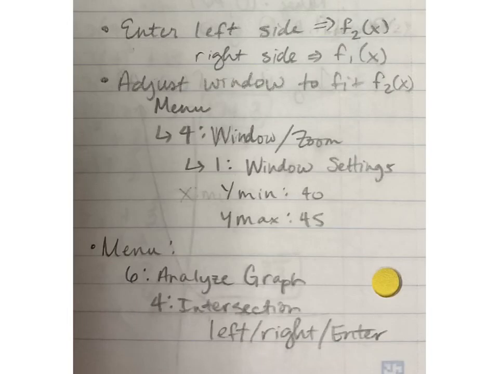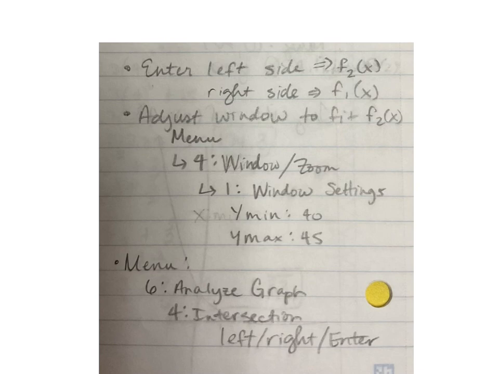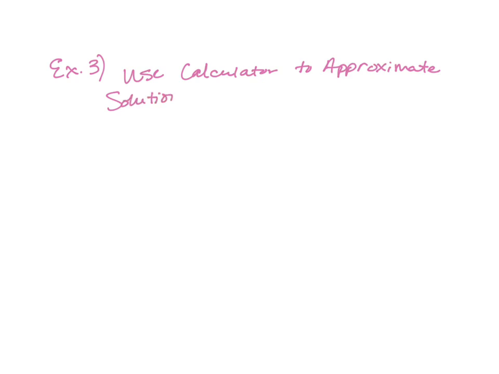Our next thing is going to be using a calculator to approximate a solution. I'm going to write this down for you. This is another calculator step picture. You're going to copy these notes down, and then we're going to talk. Copy as fast as you can. All right, so this is example 3. Example 3 says use a calculator to approximate a solution.